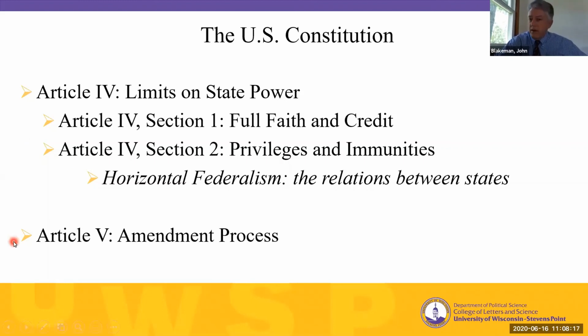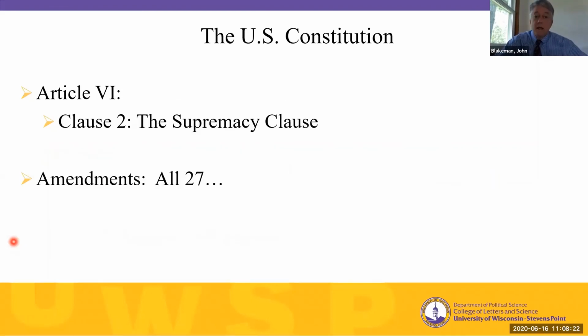We have the Article 5 amendment process, which I don't really want to get into right now. And then we have Article 6, which among other things contains Clause 2, the Supremacy Clause. And the Supremacy Clause is quite clear that the Constitution and all laws passed by Congress are the supreme law of the land. Then we have the 27 amendments, which is a whole separate course in and of itself.